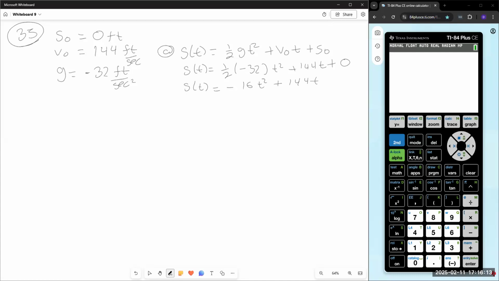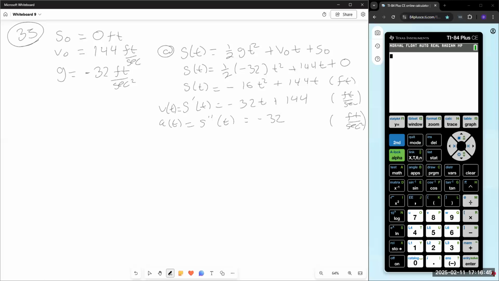Let's go ahead and finish this up with the velocity equation, which will be negative 32t plus 144, and the acceleration equation, which will be s double prime of t equal to negative 32. Position is measured in feet, velocity is measured in feet per second, and acceleration is measured in feet per second squared.